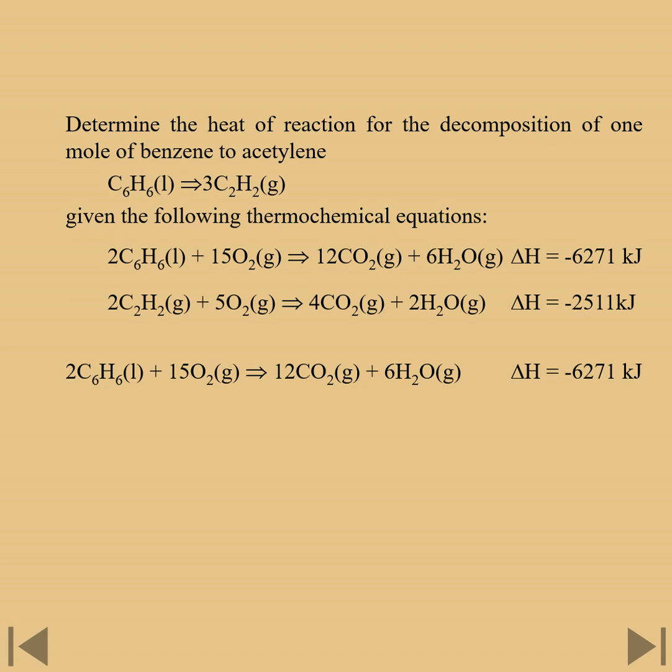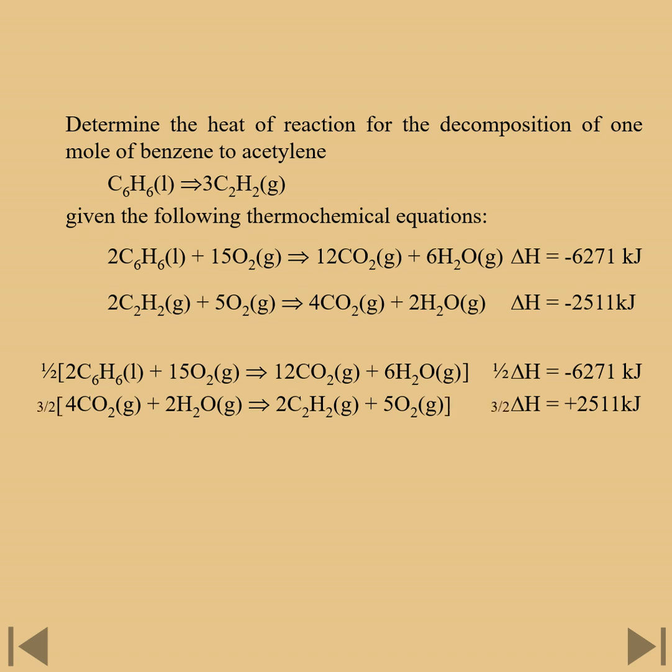What about equation 2? Well, acetylene is on the left, but I need it on the right, so we are inverting equation 2. And note, by inverting the equation, we inverted the sign. Now, can I add them together as is? Well, let me see, I need 1 benzene, not 2, so I'm multiplying equation 1 by 1/2. And I need 3 acetylenes, not 2, so I'm multiplying equation 2 by 3/2. You know what that does to our enthalpy.